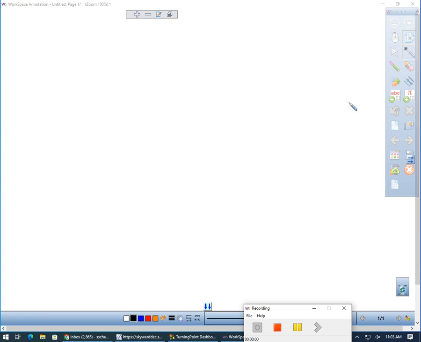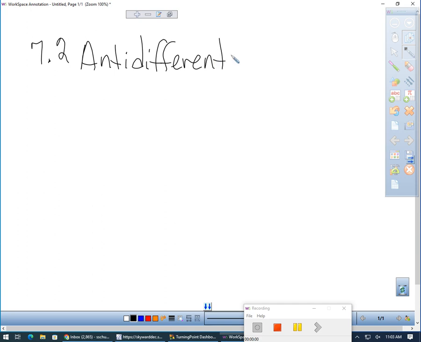We're going to start 7.2. Technically this section is anti-differentiation using, I know it's a huge word, substitution.